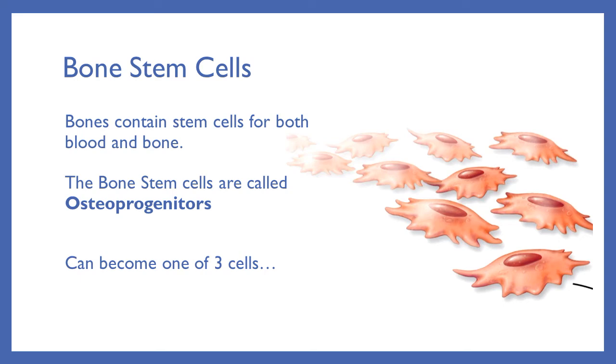Alright, now that we've talked about bones in general, we're going to take a really close look at how they're formed by looking at bone stem cells. Bones contain stem cells for both blood and bone. Stem cells are called osteoprogenitors. Osteoprogenitors have the ability to become one of three cells.